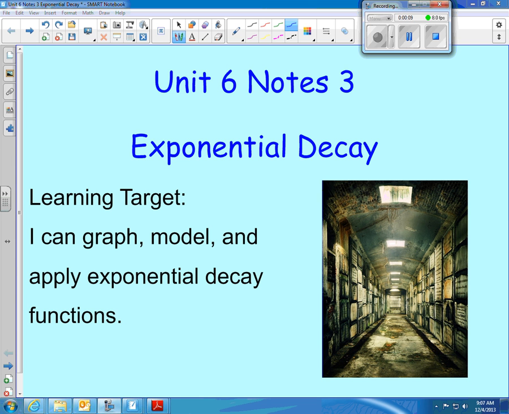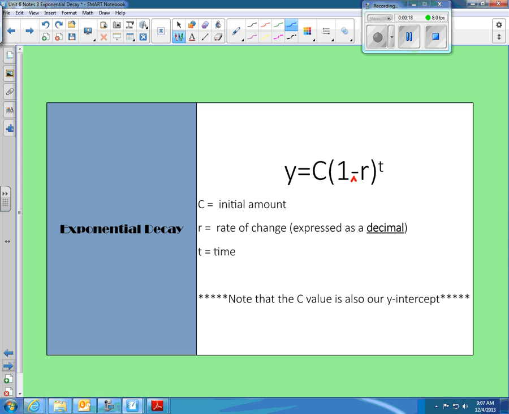We're going to be covering Unit 6, Notes 3 today on exponential decay. Very similar to our previous notes on exponential growth, our learning target is I can graph, model, and apply exponential decay functions. This function looks very much like growth, except that it's going to be a minus problem. Our C is still our initial amount, R is still the rate of change expressed as a decimal, and T is still time. Also, don't forget our C value is our y-intercept.